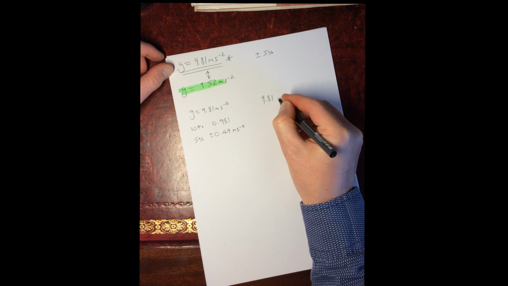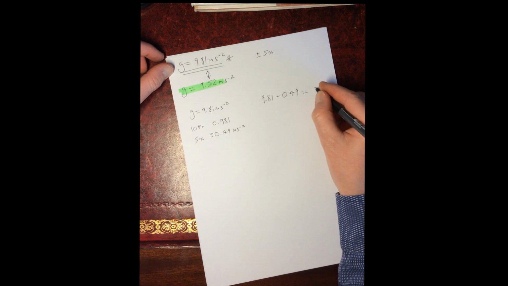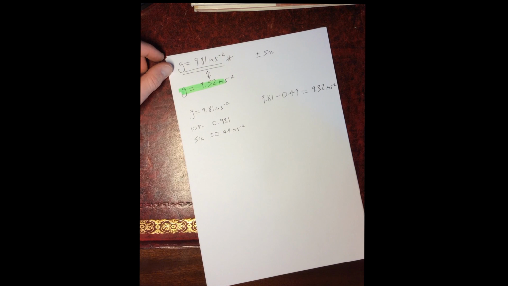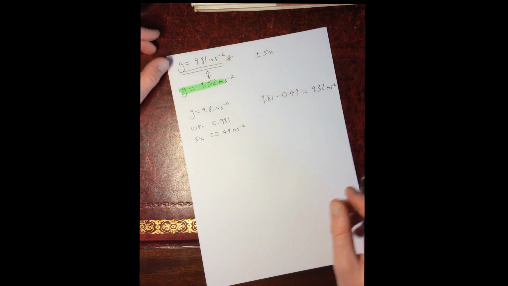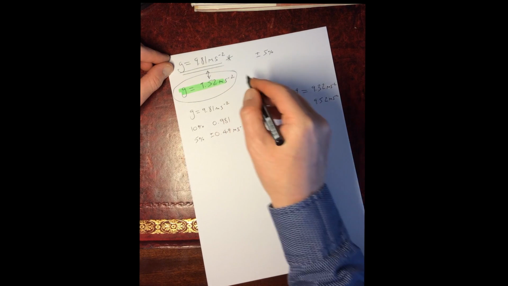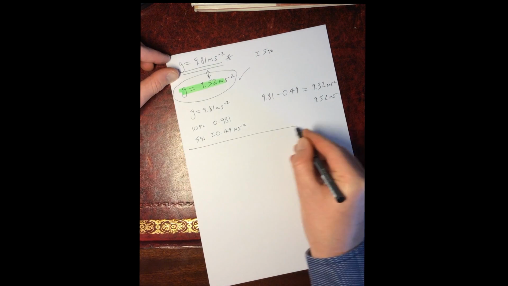So if we take 9.81 and minus 0.49 from that, then we're going to get 9.32 meters per second squared. So that's the lowest value. Anything less than that would be considered inaccurate. Now, since our value is 9.52, it falls within the accepted range for an accurate value. So we can say that this value, even though it's not completely accurate, is considered accurate in the scientific community because it's within 5% of the true value. So that's what we mean by accuracy.